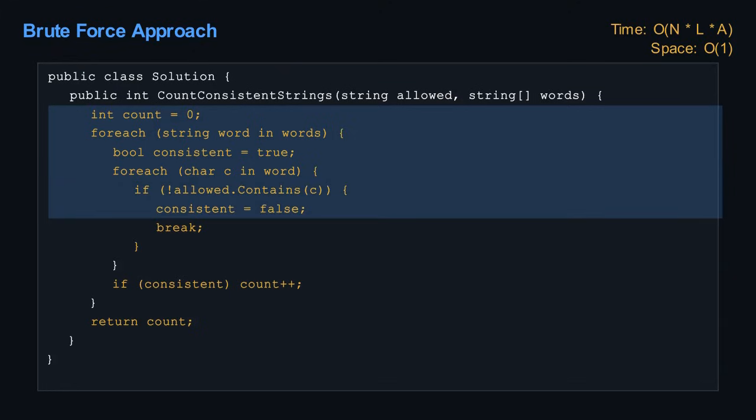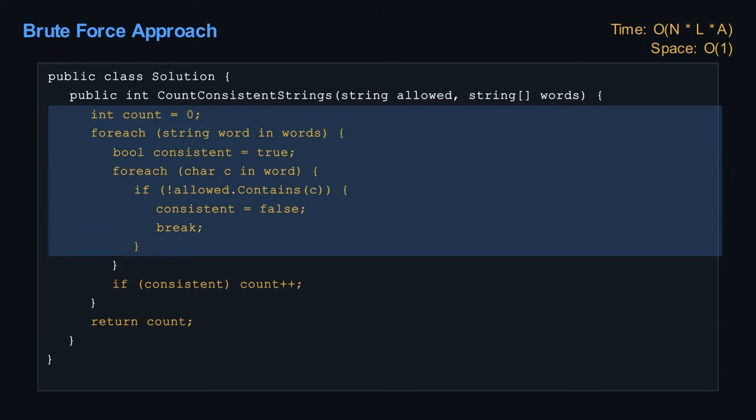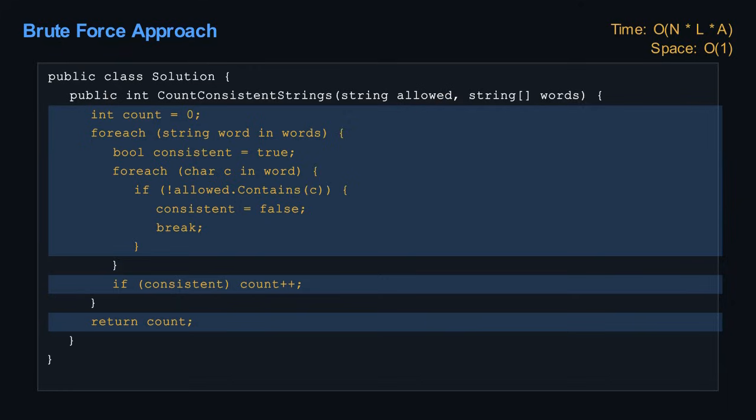The inefficiency here lies in repeatedly searching the allowed string for each character, which for a string, is a linear time operation. This leads to a time complexity of n words times L average length times the length of the allowed string. Space complexity is constant.